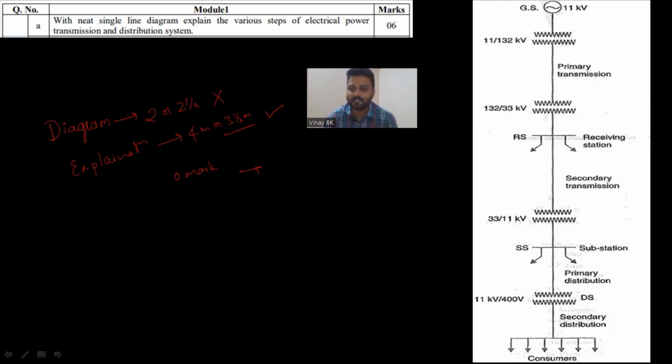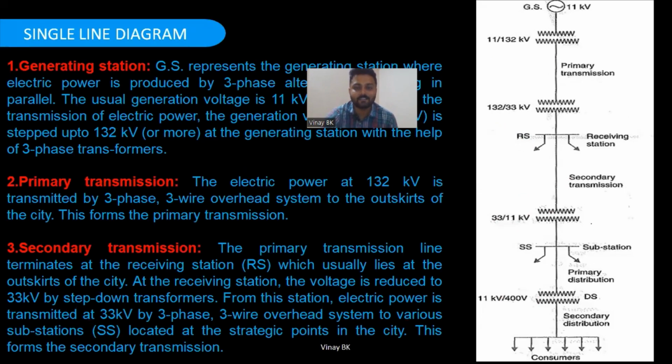It has a GS, nothing but the generating station. Generally, it generates 11 kilovolts. After that, we have a step up transformer at the primary transmission side. Similarly, we have a step down transformer at the receiving station, called secondary transmission. Then we have one more step down transformer at the primary distribution side. Then again one more step down transformer at the consumer side, called secondary distribution. Now you can see the various steps.